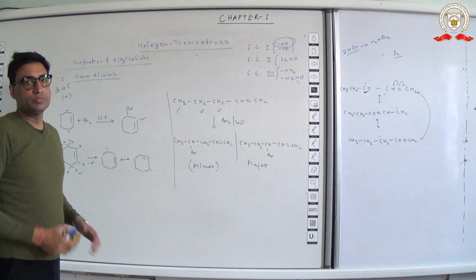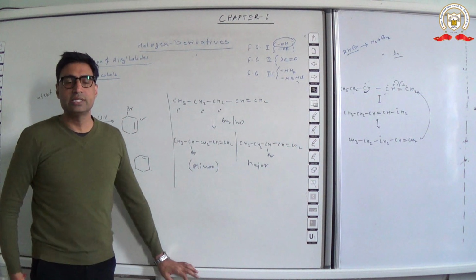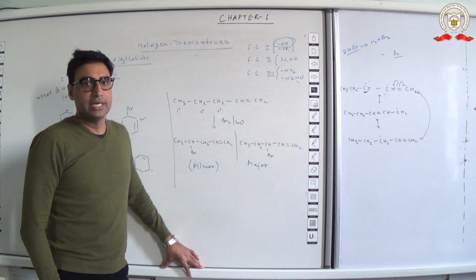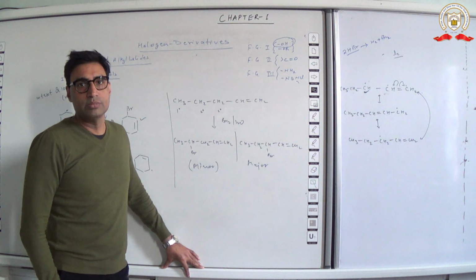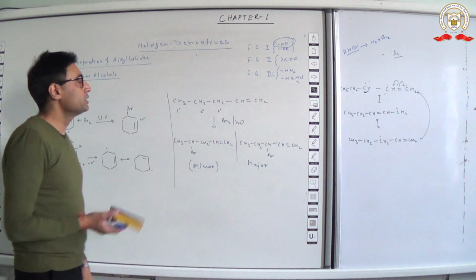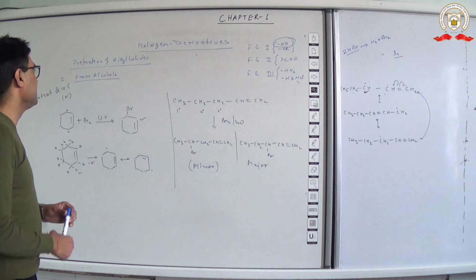Allylic free radical is always more stable. Say, 2 degree free radical is more stable than 1 degree. 3 degree free radical is more stable than 2 degree. And if we talk about allylic free radical, it is more stable because of resonance. So this is what is happening here. So this is the preparation of alkyl halide.